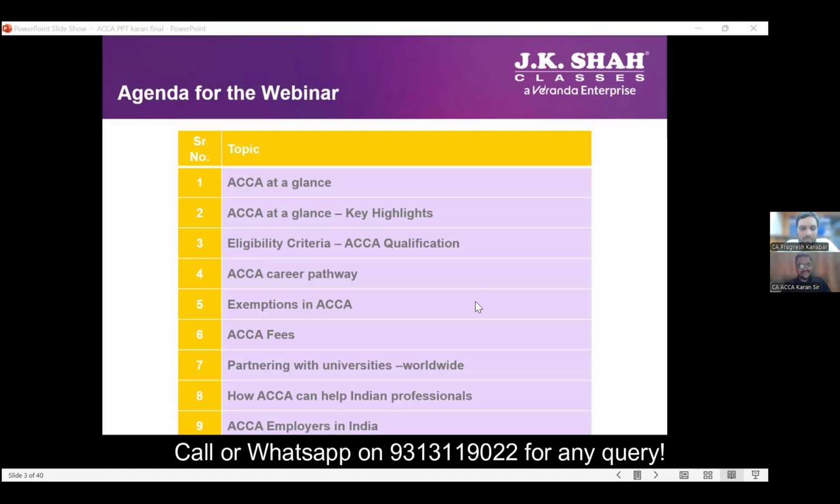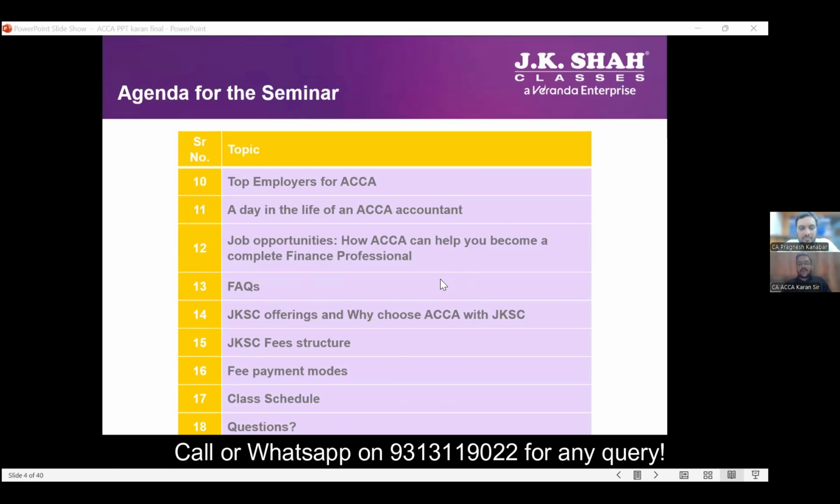Who are the top employers? Some important FAQs, and like I said, we are going to discuss about how JK Shah classes can help you get this qualification. And what is the benefit for a student to start with ACCA with JK Shah classes as an approved learning partner?